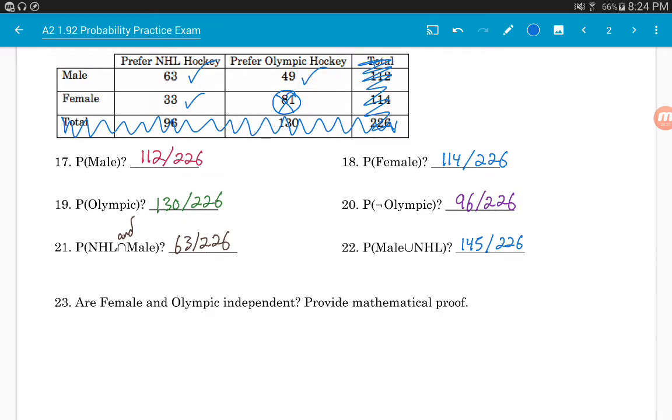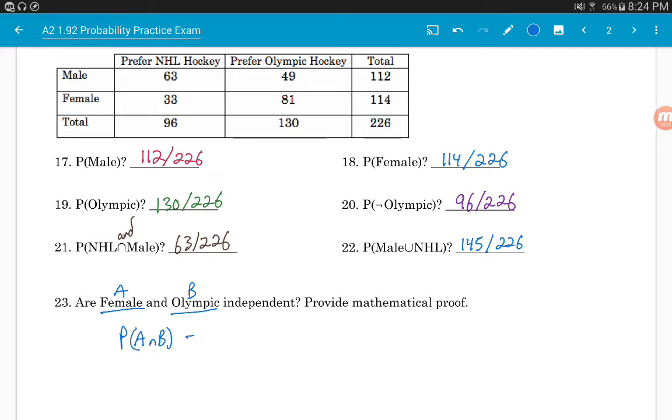Now, are female and Olympic independent? Okay, so independence. We have two checks for that. I'm going to call this A, and I'm going to call Olympic B. And I'm going to use this version of the equation. The probability of A and B is equal to the probability of A times the probability of B. And let's check this. The probability of being female and preferring Olympic hockey, that's what this means. Female and Olympic, that's 81. So this is going to be 81 out of 226.